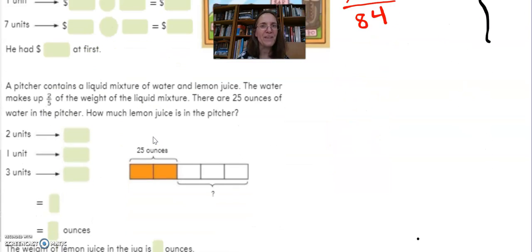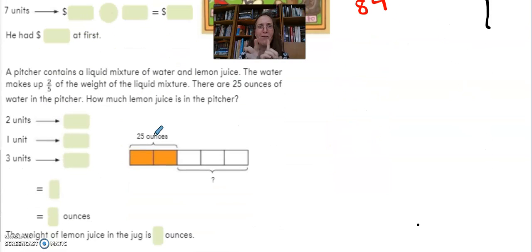Now here's another one that takes that problem and turns it around again. Oh my goodness, they keep doing that. So good for your brain. Let's take a look. A pitcher contains a liquid mixture of water and lemon juice. The water makes up 2/5 of the weight of the liquid mixture. There are 25 ounces of water in the pitcher. How much lemon juice is in the pitcher?